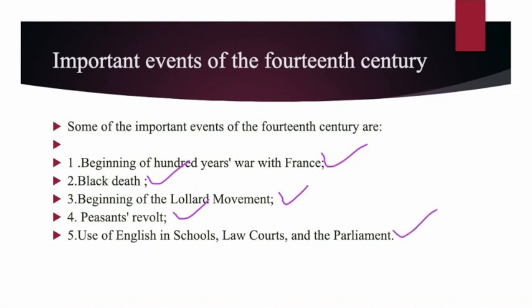Now, whenever you are going to discuss 14th century literature, especially the writings of Chaucer, I think you have to keep in your mind these historical events. Chaucer, I'll discuss later, is called the chronicle of his age, and you'll find the reference of all these events in his writing. So these are the five important events of the 14th century: the beginning of the 100 Years War with France, Black Death, beginning of the Lollard movement, Peasants Revolt, and use of English in schools, law courts, and the parliament.